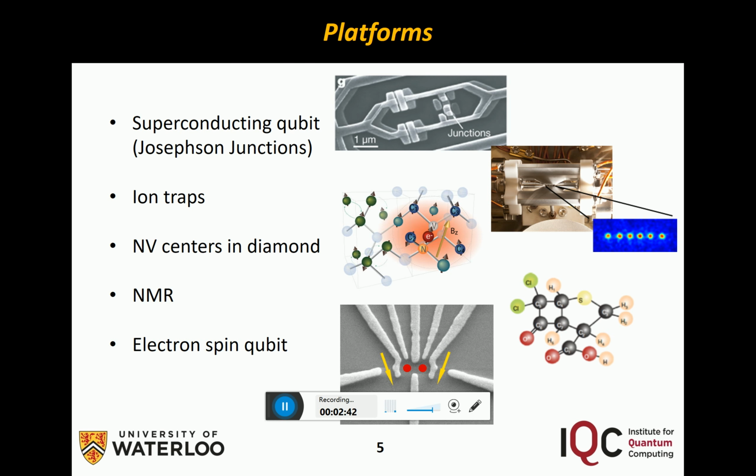Now, there's different types of qubits. You have superconducting qubits, ion traps, nitrogen vacancy centers in diamond, NMR, and also an electron spin qubit. Now I'll focus on a type of spin qubit where you use gate-defined quantum dots.